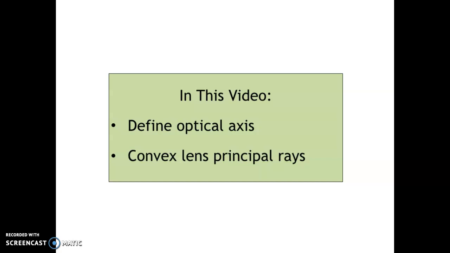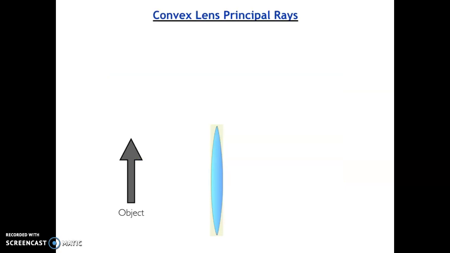This video will define the optical axis for thin lenses and also define the principal rays for a convex lens, which we will use to draw ray diagrams that allow us to locate the image in a diagram. So we start out with an object and a convex lens.